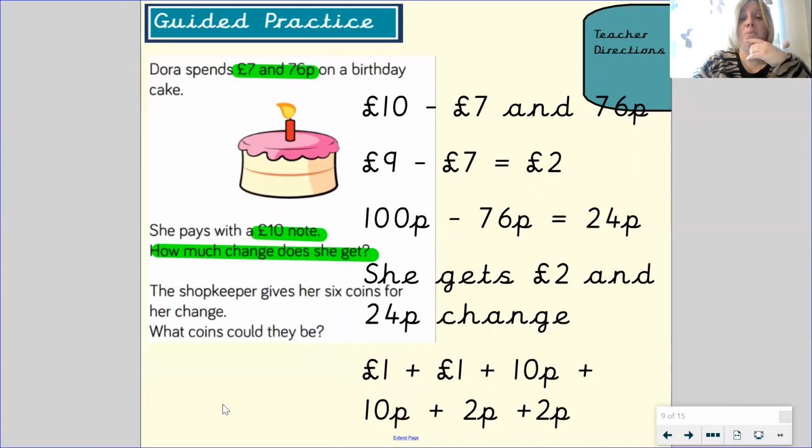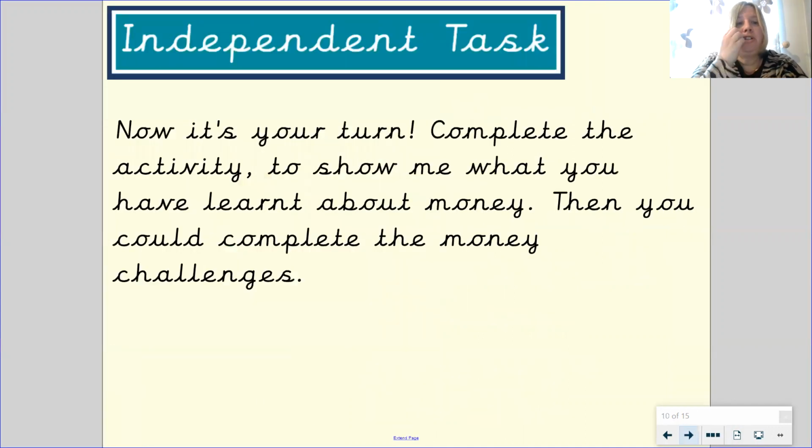There are lots of different ways that you can make the £2 and 24p change. So you might have found a different way, and that is absolutely fine. Let's have a look and see what you have got to do today. Now it's your turn. I want you to complete the activity to show me what you've learnt about money. Then, if you have time, you could complete some of the money challenges.